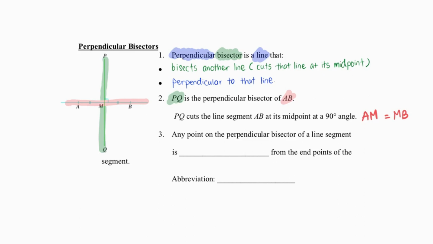Another way to look at it would then be any point on the perpendicular bisector of a line segment is equal distance from the endpoints of the line. And the abbreviation for this would be, this will represent perpendicular, and we just need to spell out the word bisector. Alright, this is the end of the introduction to perpendicular bisector.